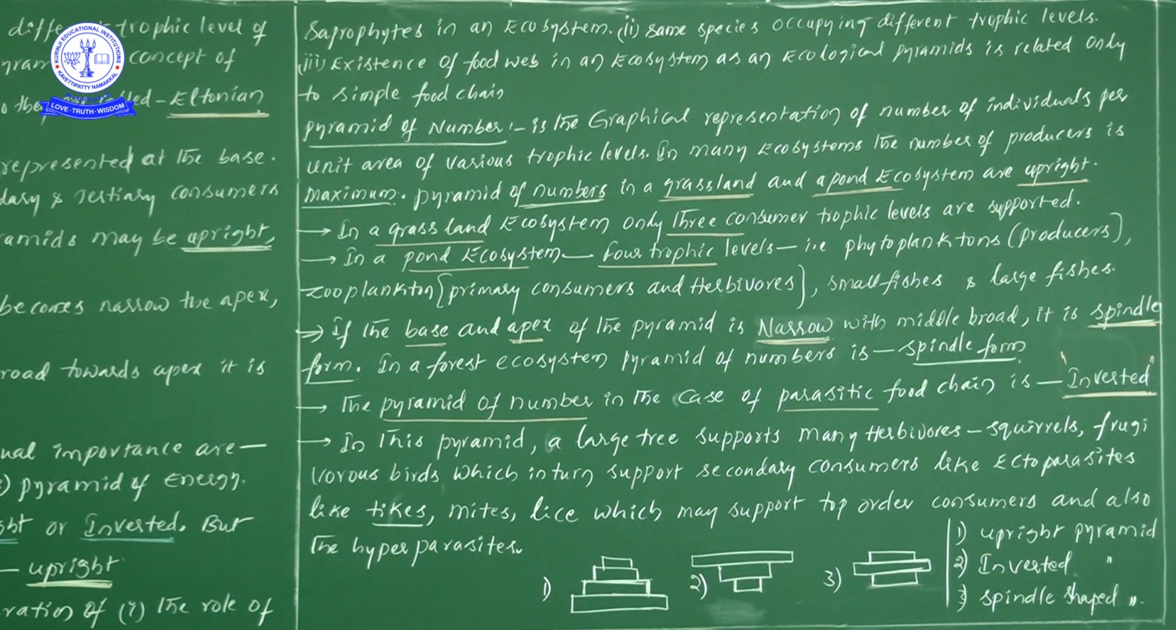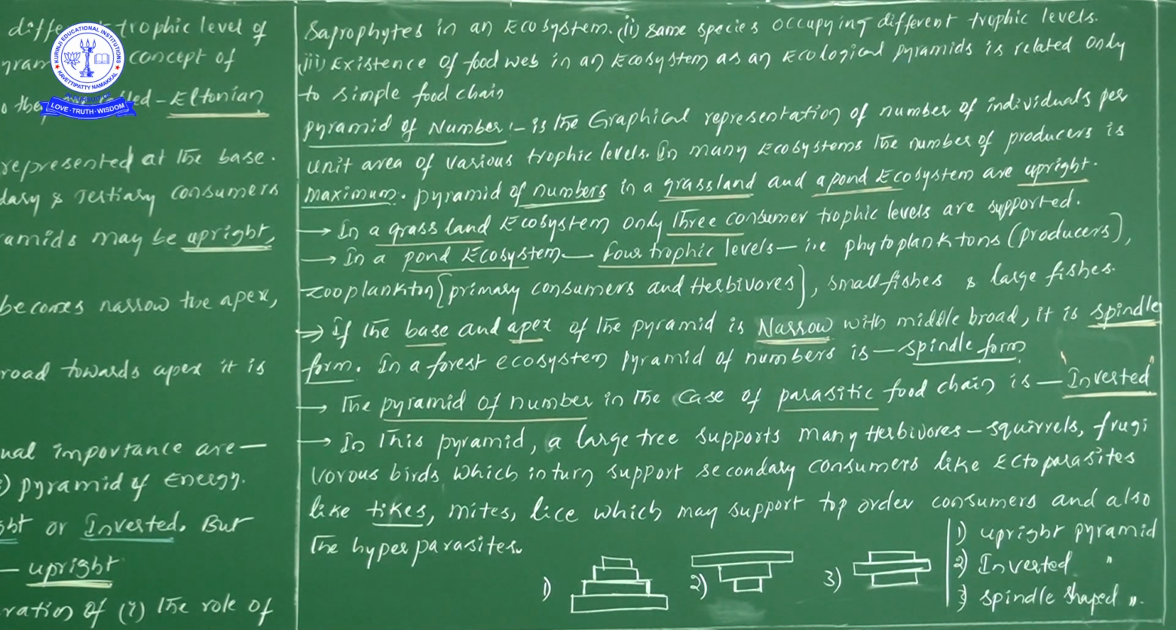Later, the third one is the spindle type. Spindle form or spindle shaped ones you see now. Here the base as well as the apex is narrow, and the middle portion, or middle trophic level, becomes broad. So in this case the base and apex are both narrow, but the middle trophic level will be broad. This kind of shape of the pyramid we take as spindle shape. These are rough diagrams only, but even though they are simple, they give a lot of information regarding which one is the upright pyramid, which one is the inverted pyramid and which one is the spindle shaped pyramid. So definitely we can understand based on these diagrams.